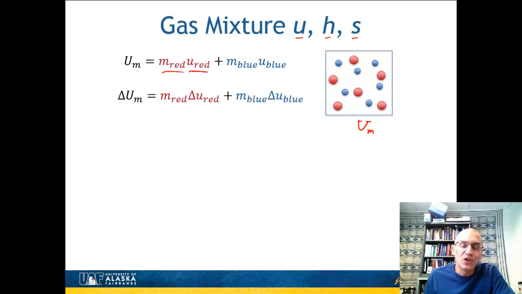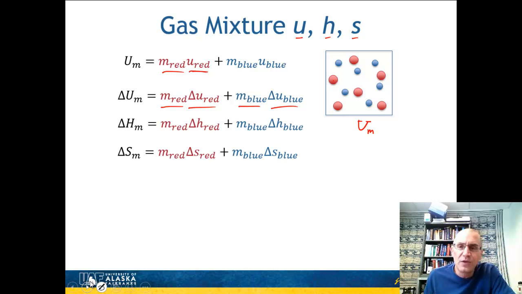If I want to know the change going on through a process, the change in internal energy of the mixture, say for a closed system, I will take the mass of the red times the change in internal energy of the red, and then add the mass of the blue times the change in energy of the blue. So I'm taking each component individually and looking at their changes. I can do the same things for delta H and delta S, and I wrote it down here fairly quickly. But each time, we multiply the mass of each constituent times its respective change.